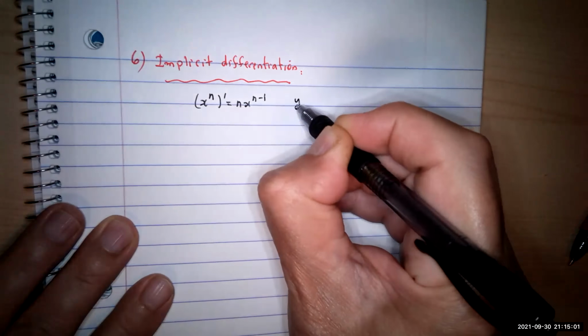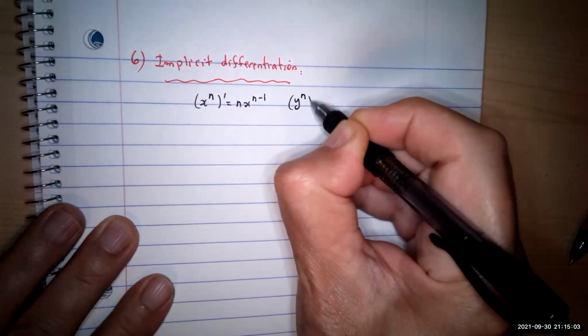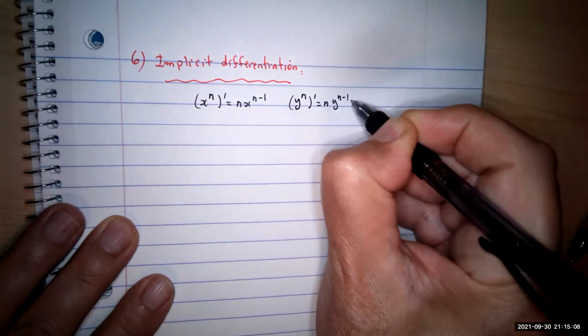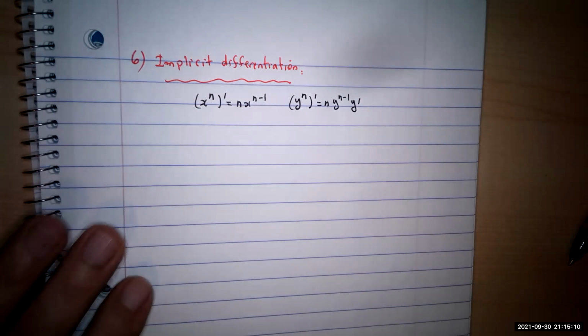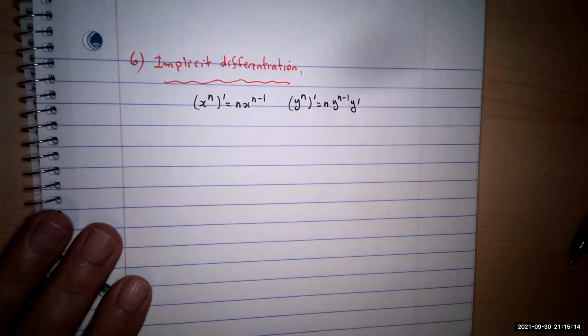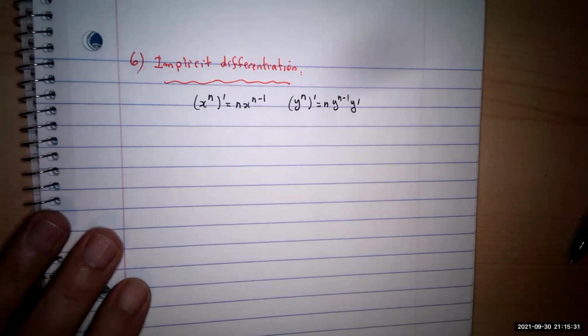But when we get to the y, we have to apply the chain rule. It would be n y to the n minus 1 times y prime. That's the only difference. The power of the x is just ordinary. The derivative of x to the fifth is 5x to the fourth. But if we get to y to the fifth, it's like u to the fifth. It's going to be 5 y to the 4 times y prime, and then we solve for y prime. So that's the difference between these two.